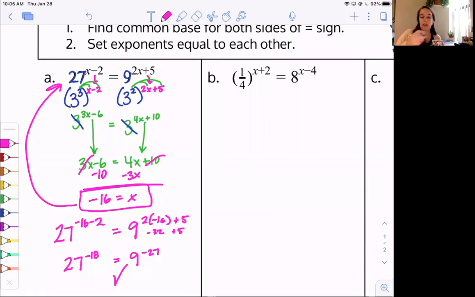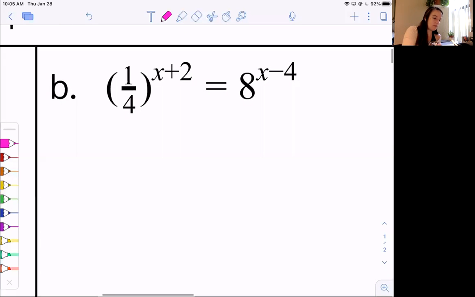Thank you. Okay, so the crux of the situation is we have to find a common base, and then we need to set the exponents equal to each other. So if I'm looking at this problem here, I'm looking particularly at the 4 and at the 8. What base number could I have between 4 and 8? Can I use the number 4? Could I use 4 as my base?